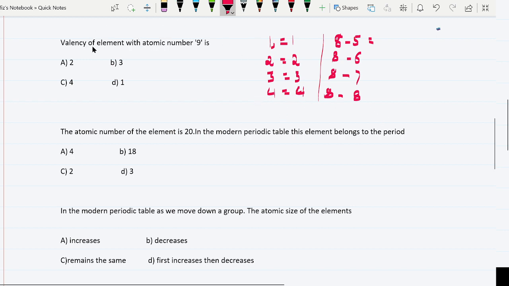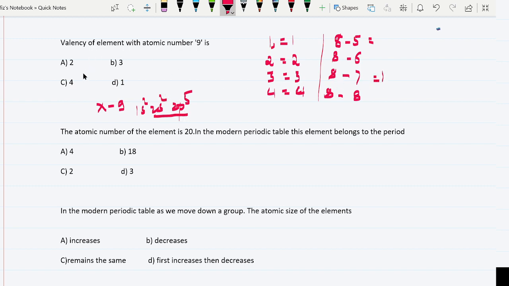So now let us approach this question. See, an element X with the atomic number 9. So we'll find its valency: 1s2, 2s2, 2p5. Means here the last shell has 7 electrons. 8 minus 7, that is 1. So the valency is 1. Means option D is correct here.